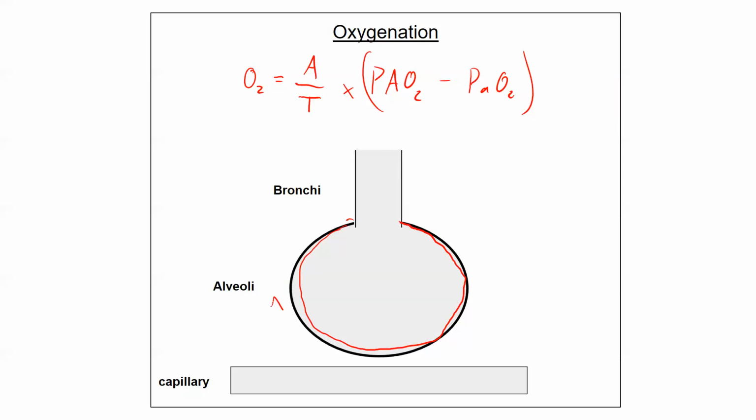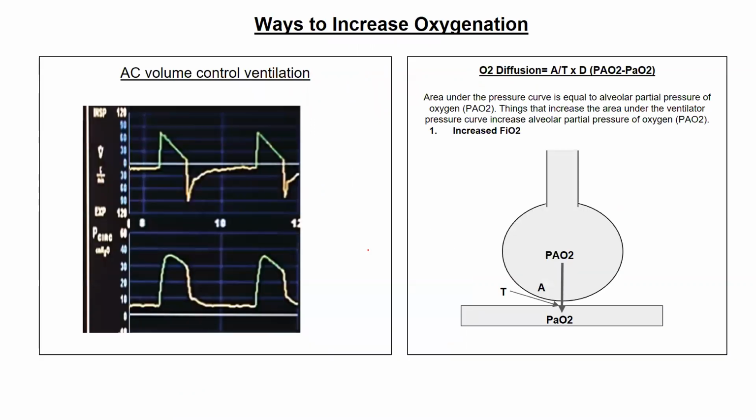Thickness of the alveoli, this is stuff that causes pathology as well, right? This is going to be things like interstitial lung disease that causes fibrosis that decreases diffusion of oxygen from your alveoli to your capillary. The only thing that we can change is the partial pressure of oxygen in your alveoli. And everything that we do on the ventilator is to change this. So let's look at the ventilator.